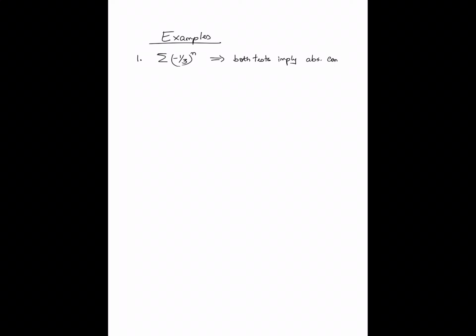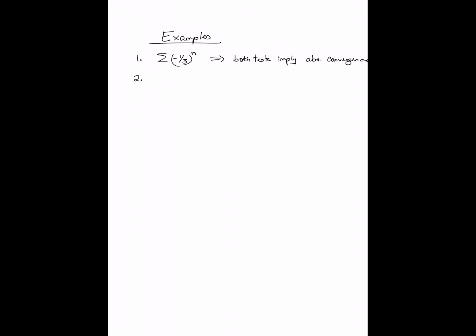Absolute convergence, right? This follows from both tests, and this is very obvious because the summands are in fact exponentially decaying, I mean in absolute value at least. So this is of the form summation a^n where a is -1/3. So of course I expect both tests to give you absolute convergence, right?